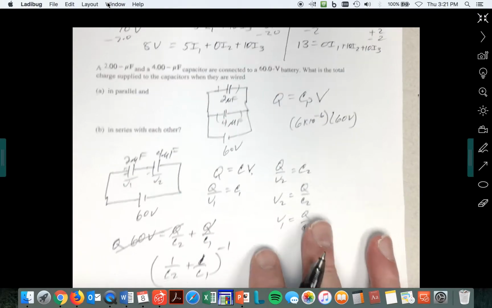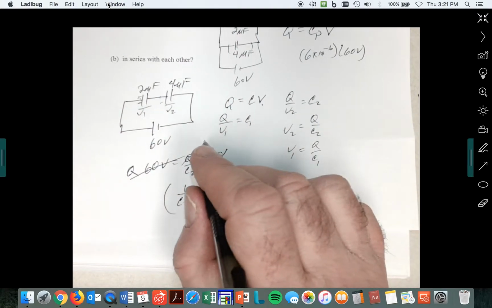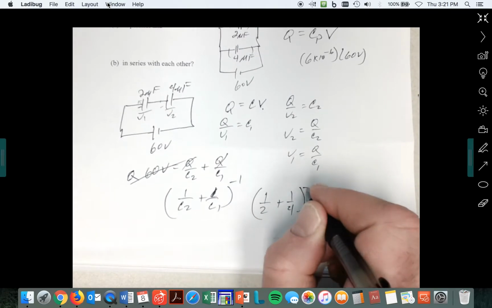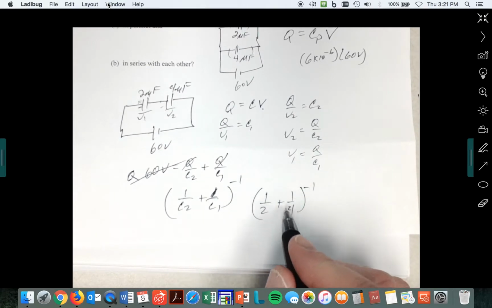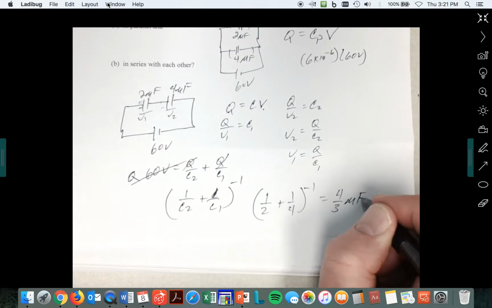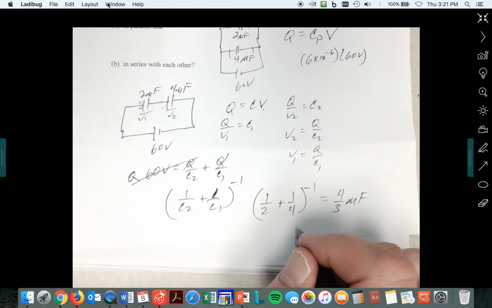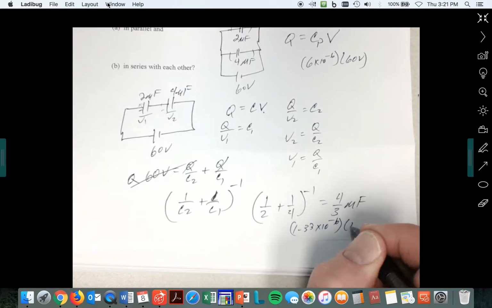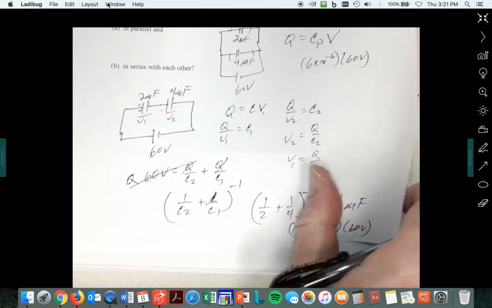Now, to make your calculation easier, you can still leave it as 1 over 2 plus 1 over 4, to the minus 1. So this is 2 over 4, this is 3 over 4. So this is equal to 4/3 microfarads. So it's 1.33 times 10 to the negative 6 times 60. All right? Cool beans. So that was a nice short one.